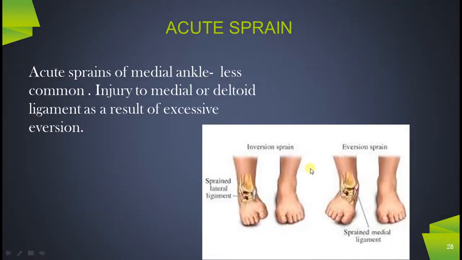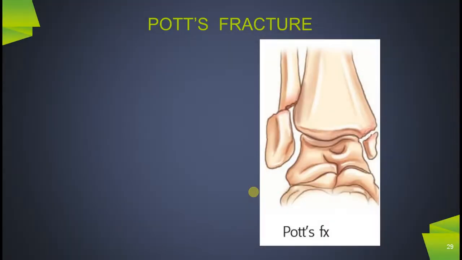Acute sprain along the medial side of the ankle is very much less common, because injury to the medial or deltoid ligament does not occur very often, or is not so prominent, and if at all it occurs, it might be the result of excessive eversion of the foot. So that is mainly about the acute sprain, because of damage to the medial ligament during excessive eversion. This is acute sprain in the ankle due to the damage of the medial ligament.